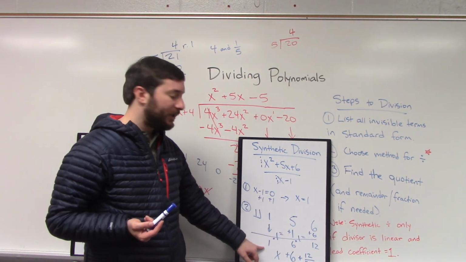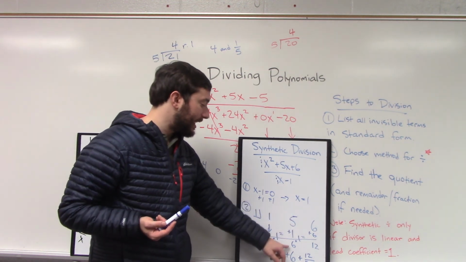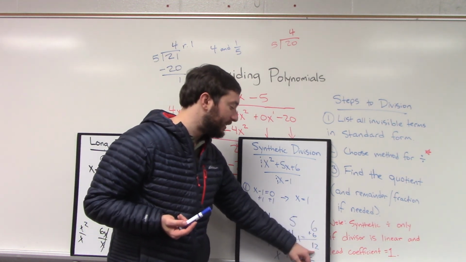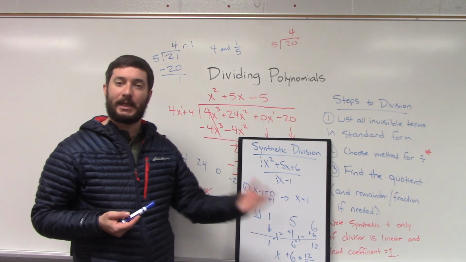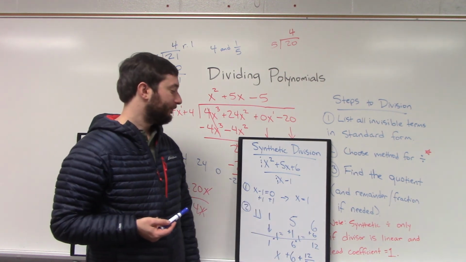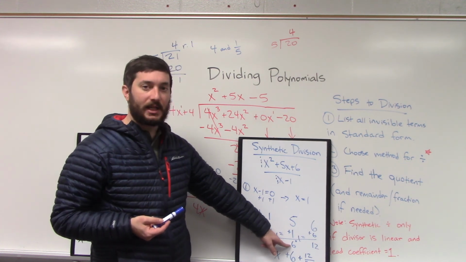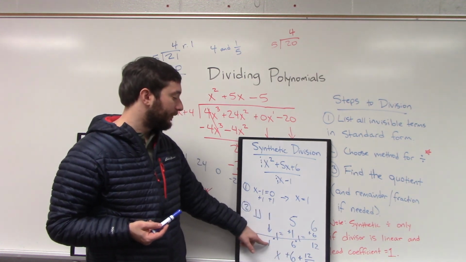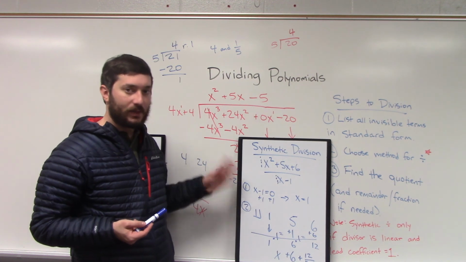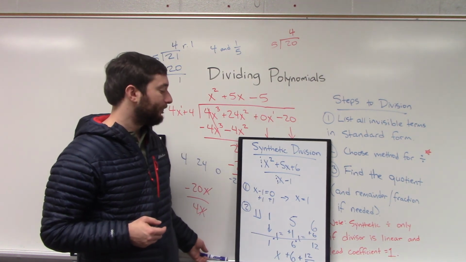Again, add up and down, multiply diagonally, add up and down, multiply diagonally, add up and down. That establishes what your remainder is, if you have one. In this case we did. And what you have as a constant next to that remainder, what you have as a coefficient of x squared, or other columns that might appear.